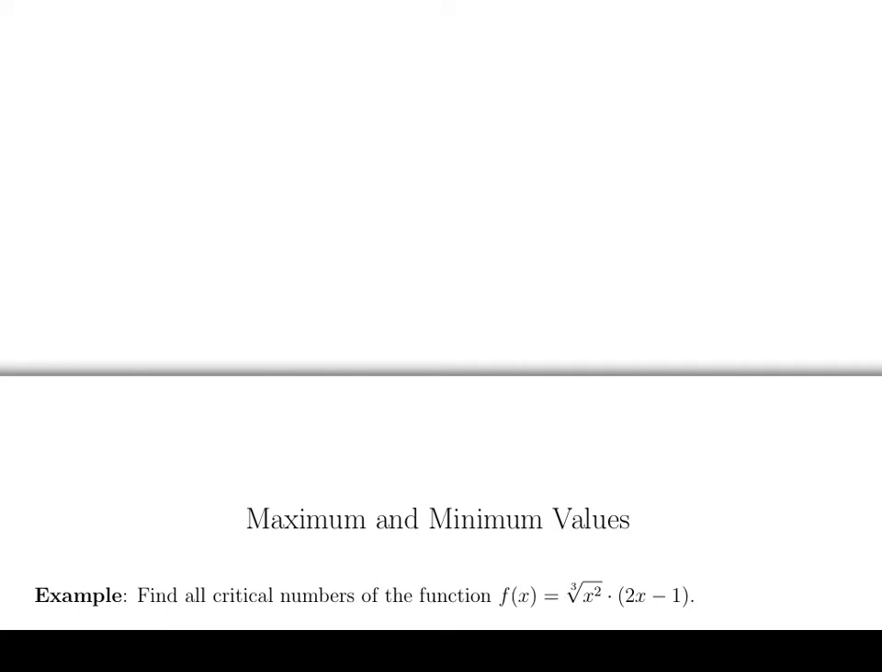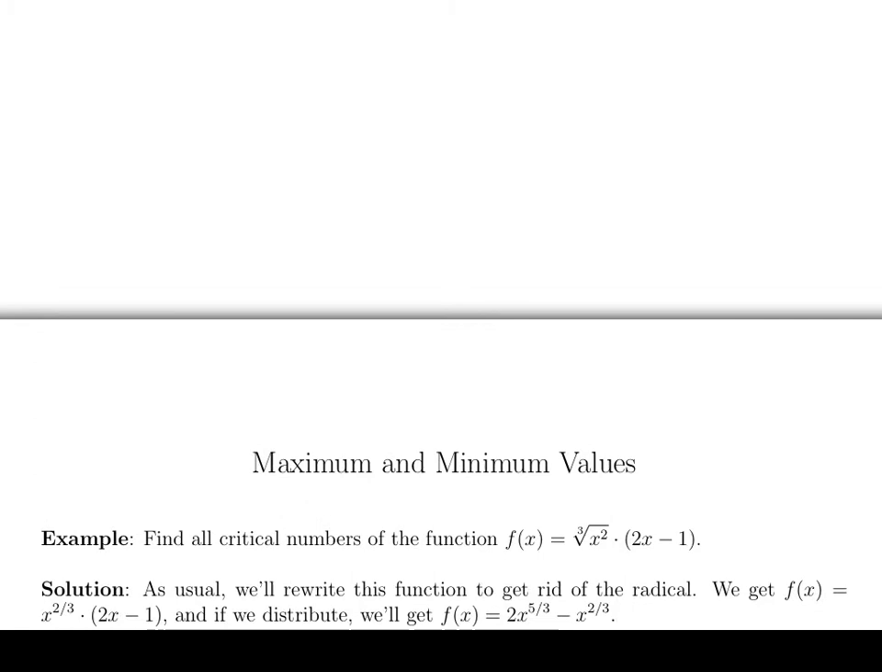Hello, calculus fans. All right, let's try to find all the critical numbers of this function, f of x equals the cube root of x squared times 2x minus 1. And let's try to recall the definition of what a critical number is. It's a number that's in the domain of f of x where the derivative either doesn't exist or is equal to 0. We'll need to take a derivative to see where this happens.